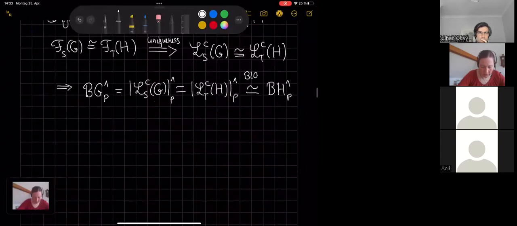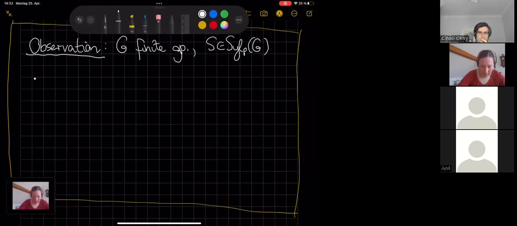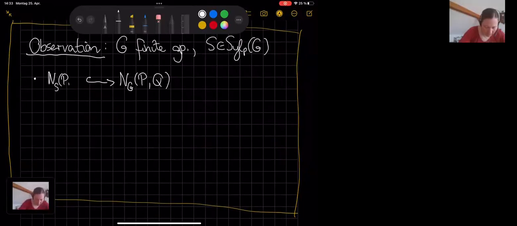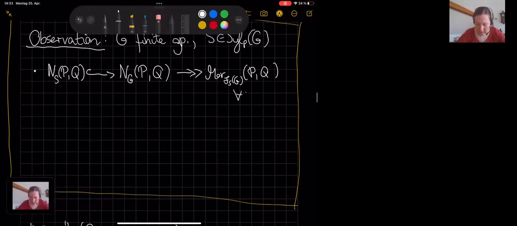If I look in the category T delta of G, a morphism set would have this form. And we can always include in this the normalizer in S of PQ. And also we have seen that there's a surjection to the morphism set of S of G, PQ, in the very natural way. So this holds for all P, Q contained in S.